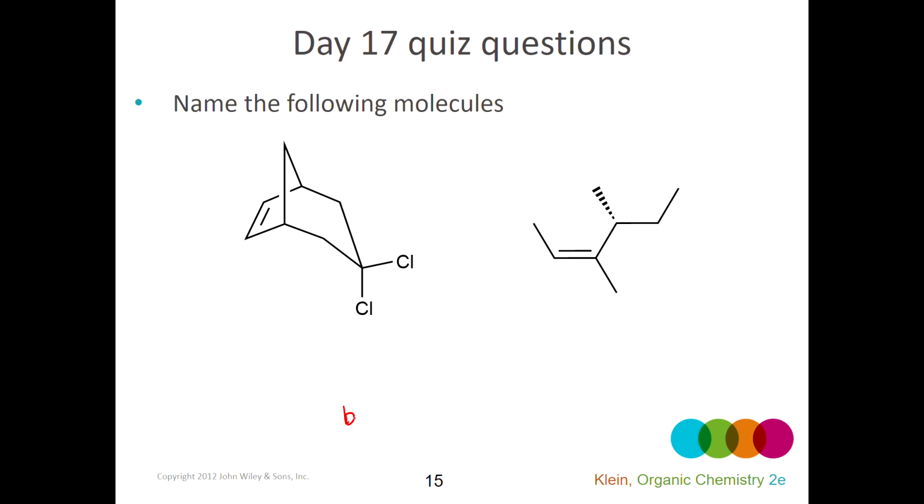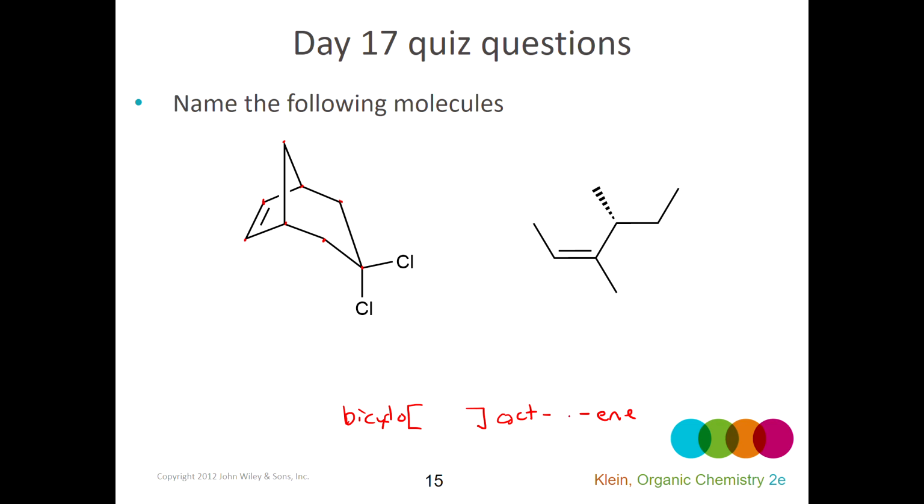So I would have a bicyclo, B-I-C-Y-C-L-O, bicyclo. And then I need brackets. And then I want to count the total number of carbons. 1, 2, 3, 4, 5, 6, 7, 8. So oct. And since I do have a double bond in my parent chain, it's going to be octene. But I have to tell what carbon that double bond starts on.